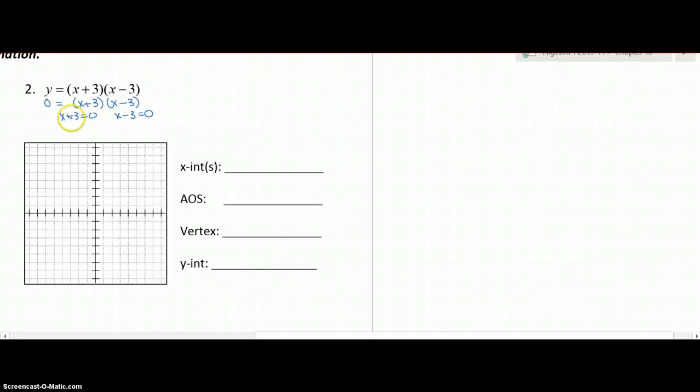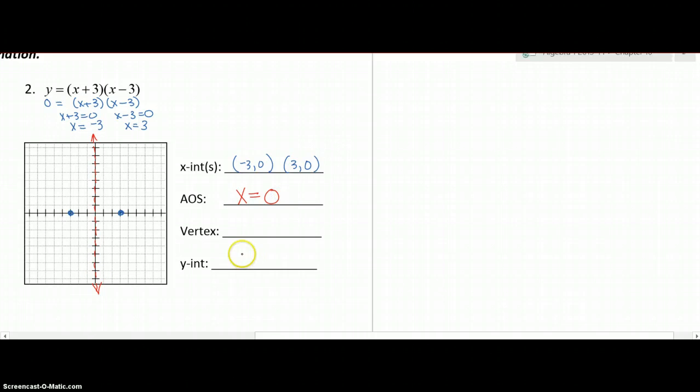And solve those equations. So here we're going to subtract 3 from both sides, we get negative 3. Here we're going to add 3 to both sides and get positive 3. So our x-intercepts are (negative 3, 0) and (positive 3, 0). Plot those. And now we want to find the axis of symmetry. Remember, the axis of symmetry cuts it exactly in half. Well, the average of positive 3 and negative 3 is 0. That is a vertical line, so the equation of the line is x equals 0.